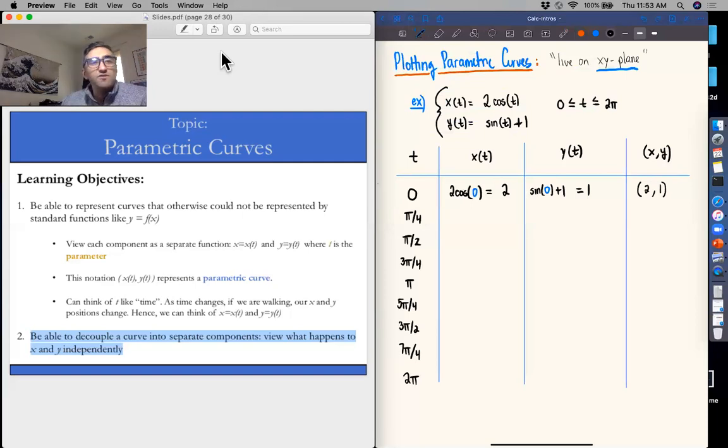We can do this one of two ways. We could plot this point and then come back and find the other points. Let's just figure out all the points and then plot them all.